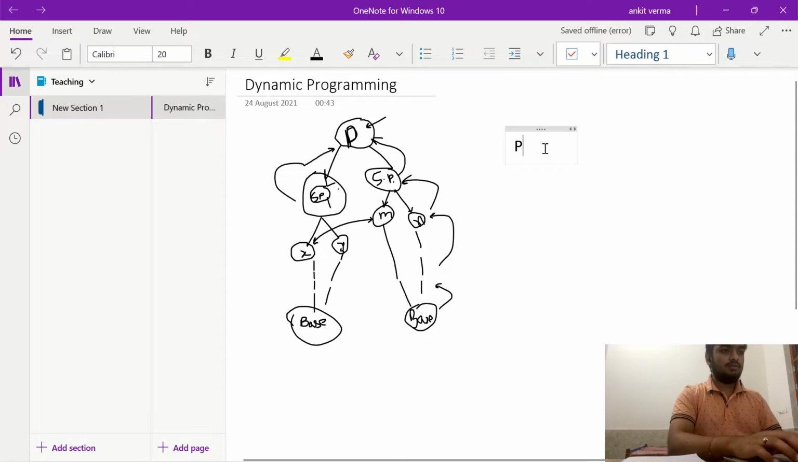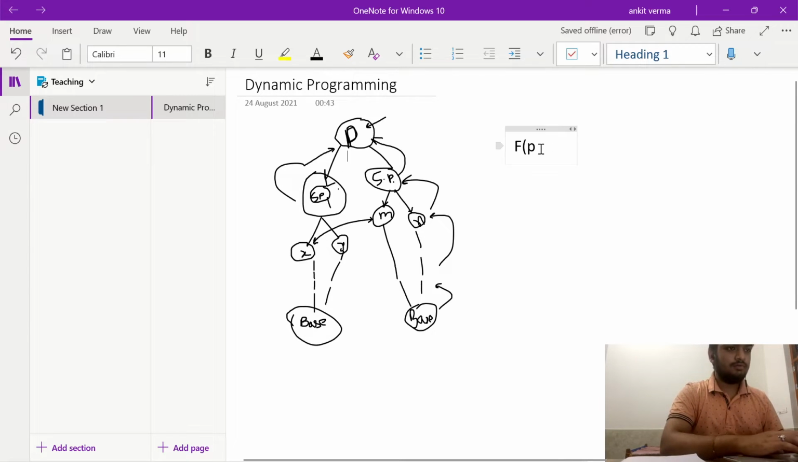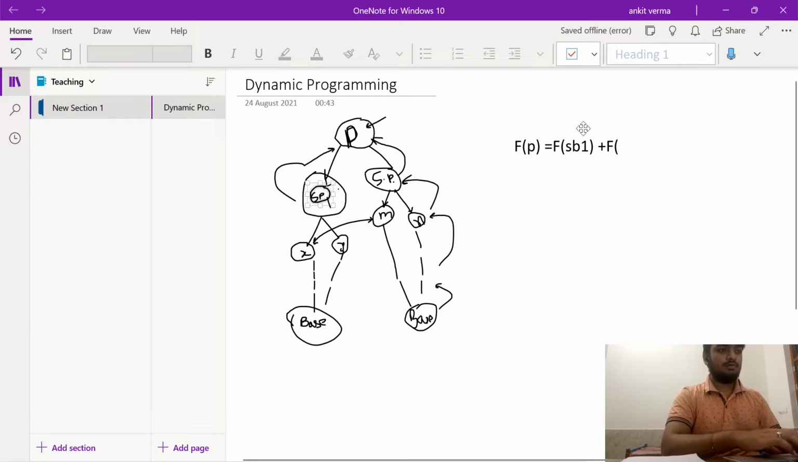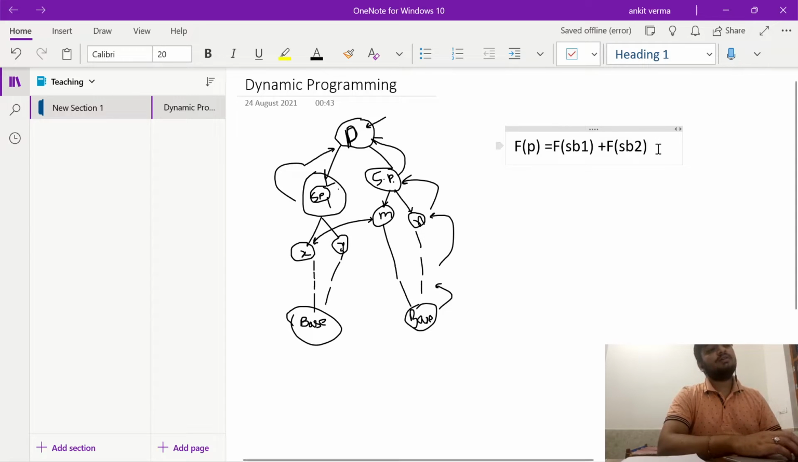Like you are given a problem P, and you have to find f of P. F of P, and you have to find some subproblems. You have to find the answers, and then you can find the main problem.